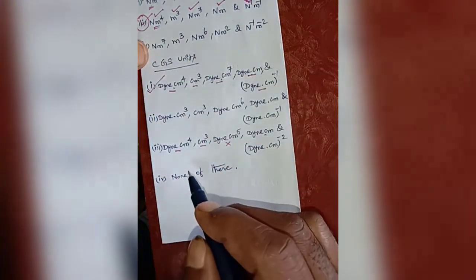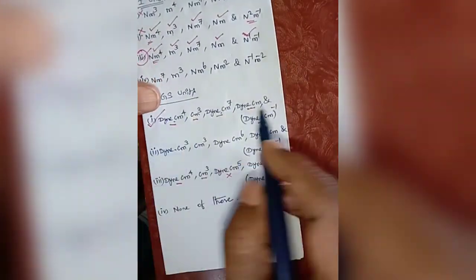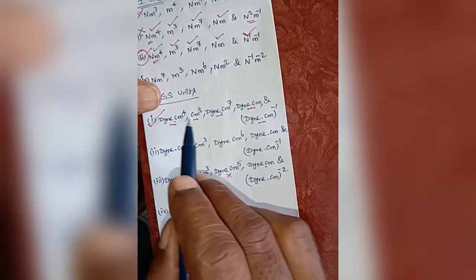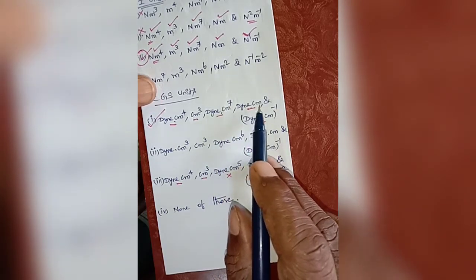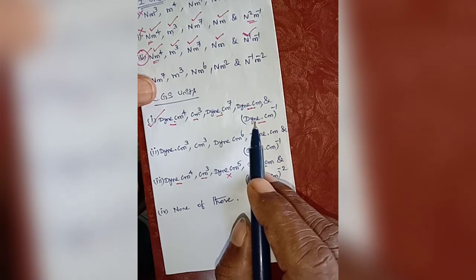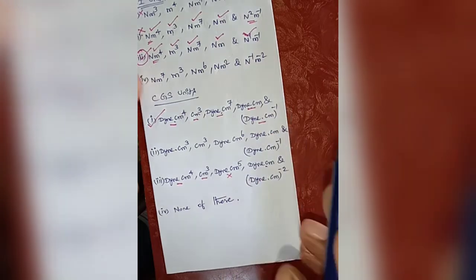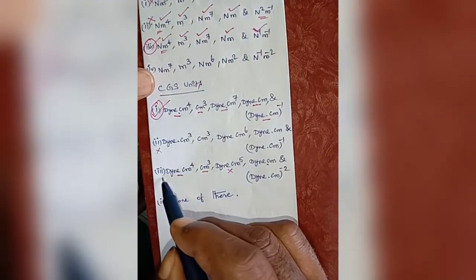So in CGS units, the arrangement of van der Waals constants in this order: one is dyne centimeter power 4 and centimeter cube, and dyne centimeter power 7 and dyne centimeter, and B by A units, yes, CGS units of B by A, dyne centimeter whole inverse. So this is the correct answer, and the remaining second and third are wrong answers.